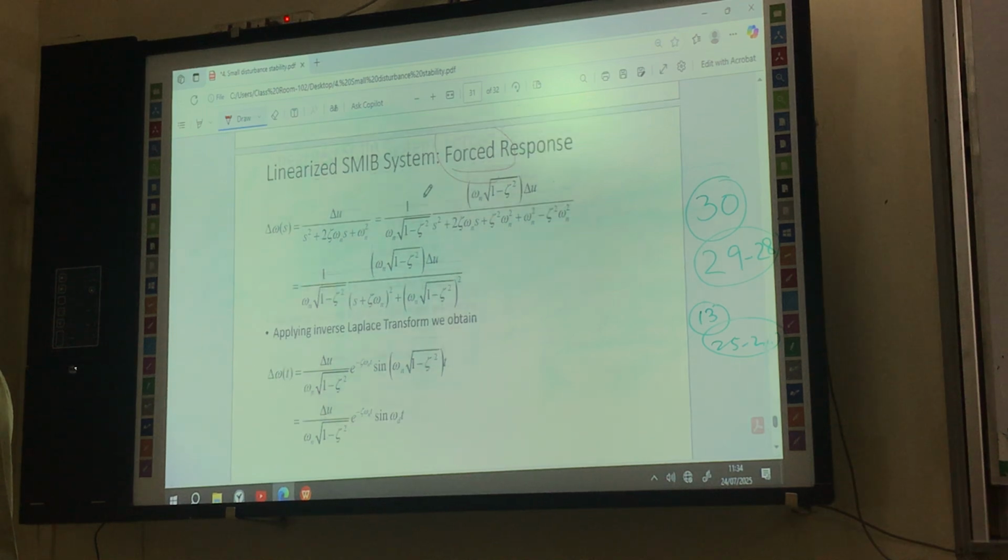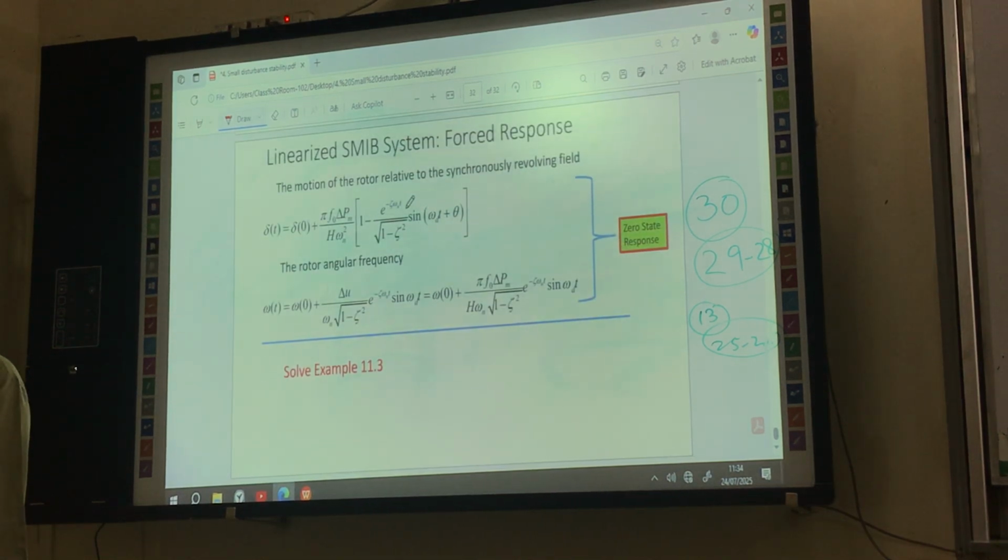Now, again, go back to your delta of t. It will be delta of 0 plus del delta of t. You know this from the previous case. And what will be your omega of t? It will be omega of 0 plus del omega of t. Then you will get this. And obviously, this is called the zero step response. Why? Because there is no initial condition for the step variables.